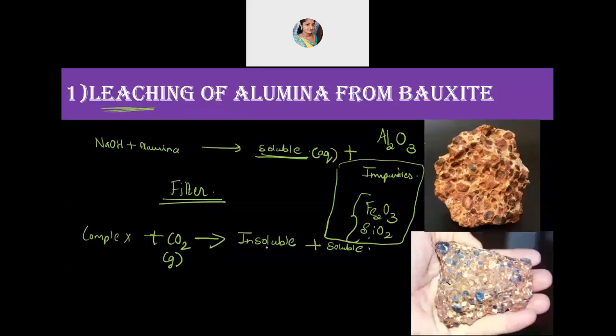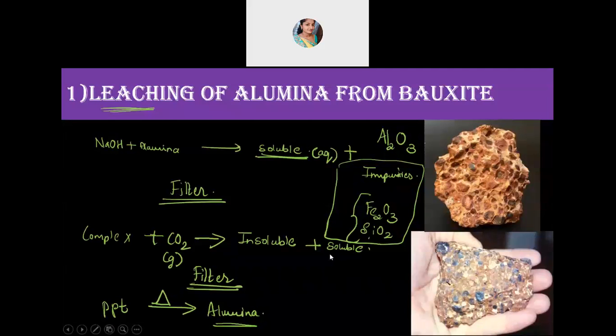That insoluble complex which is formed, again you have to filter it out. Once you filter it out, it will be in the form of a precipitate. That precipitate, I'm just writing PPT, should be heated at very high temperature. Finally, you will get back your alumina. I'll explain how it happens with equations, but at least you got a brief idea of what has to be done. These are the three steps followed to extract pure alumina from the bauxite ore.